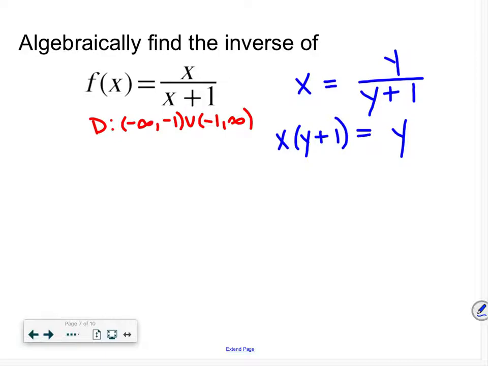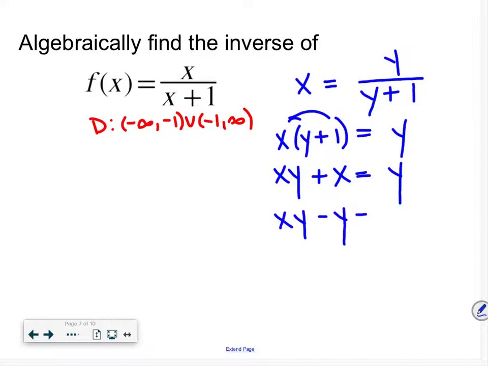So let's first distribute: xy plus x equals y. And since we have 2 different terms involving a y, let's get them together on one side and anything without a y on the other side. So I'm going to have xy, I'm going to subtract this y over, and then I'm going to subtract this non-y term to the other side. So now my y's are on one side and my non-y's are on the other side.